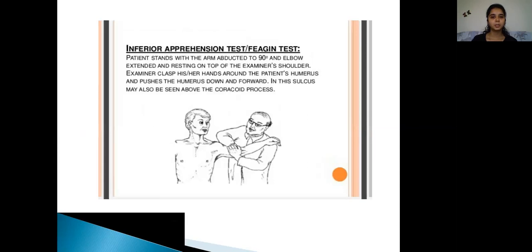Inferior apprehension test, where the patient stands with the arm abducted to 90 degrees and elbow extended and resting on top of the examiner's shoulder. The examiner clasps his hands around the patient's humerus and pushes the humerus down and forward. A sulcus may also be seen above the coracoid process.